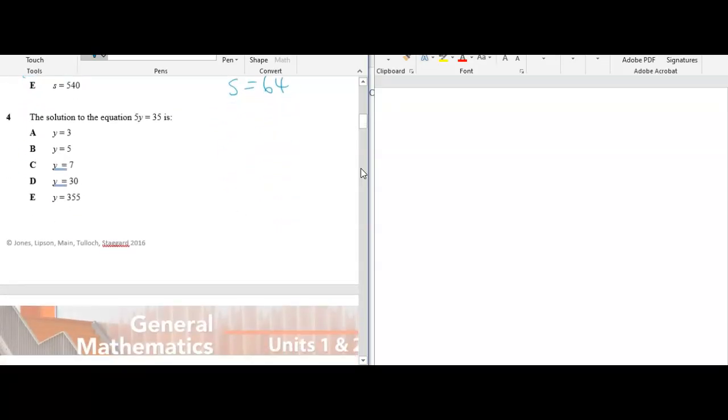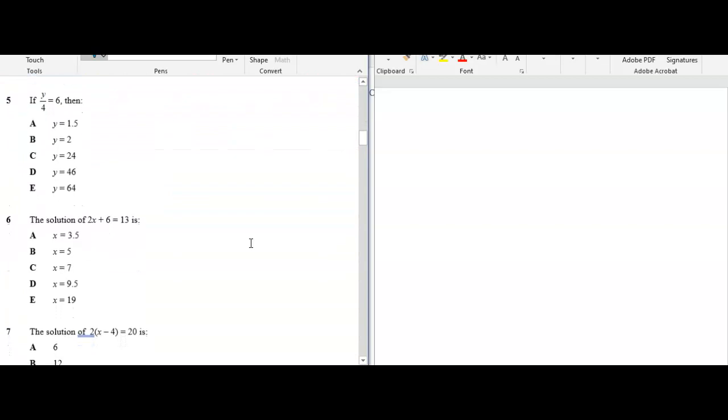Number 4, the solution to the equation 5y equals 35. So 5y equals 35. Now this is 5 times y, so the opposite of that is by dividing by 5. So we're left with y equals 7. So the correct answer is C.